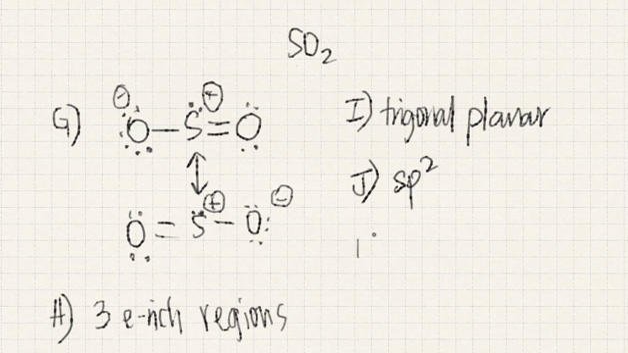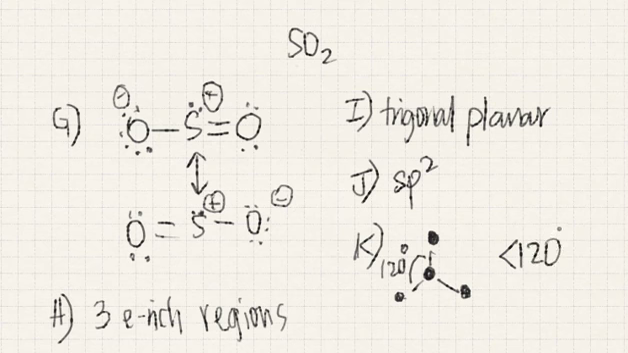So what is the bond angle? Well, so trigonal planar is where the atoms are arranged in a triangle fashion, like this. So you can imagine that the bond angles are going to be about 120 degrees. However, because we have the unbonded electron pair, it's actually going to push the other angles to be a little bit less. So it's going to be a little bit less than 120 degrees.